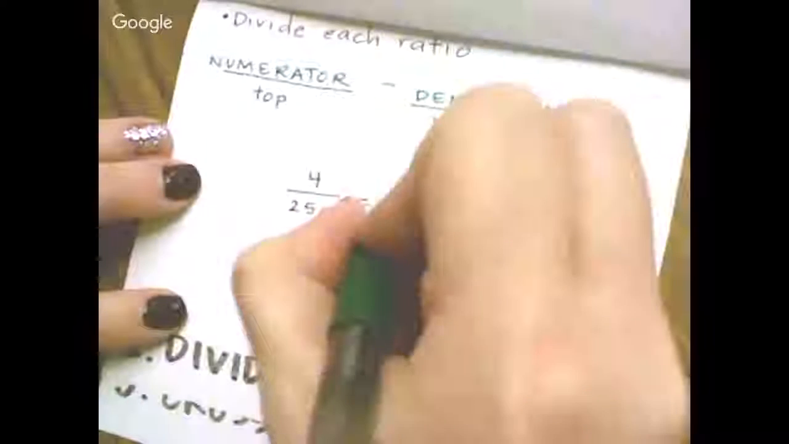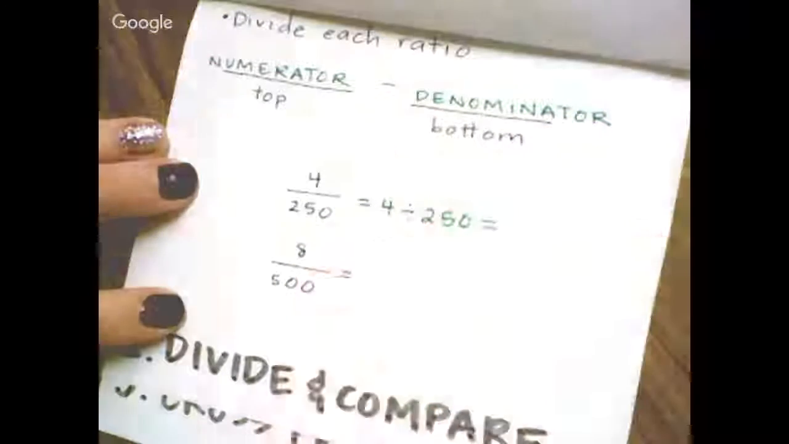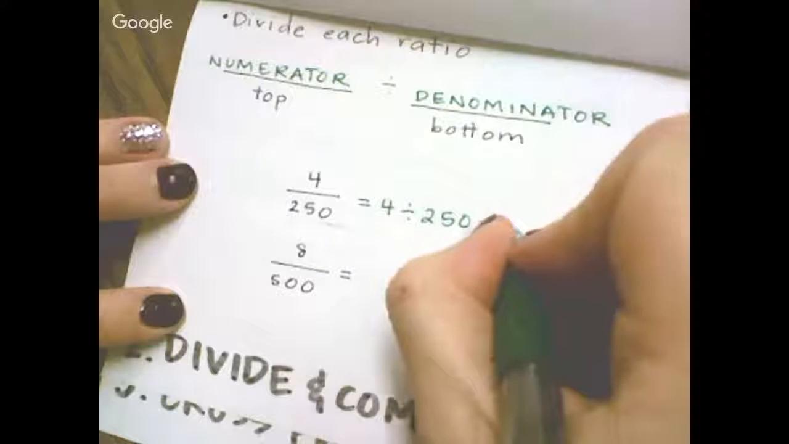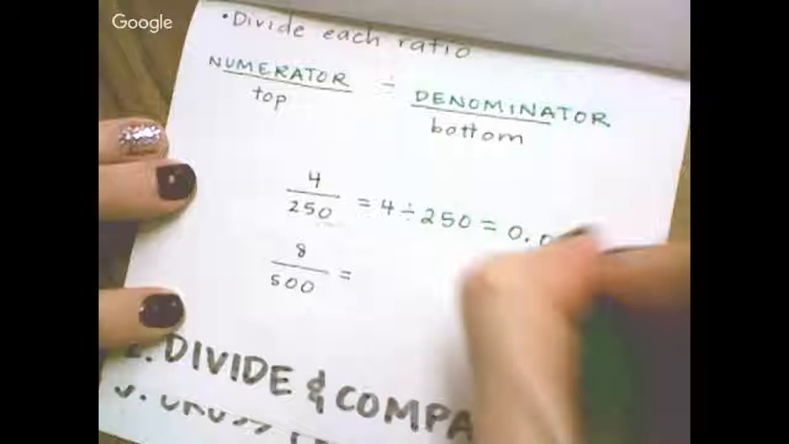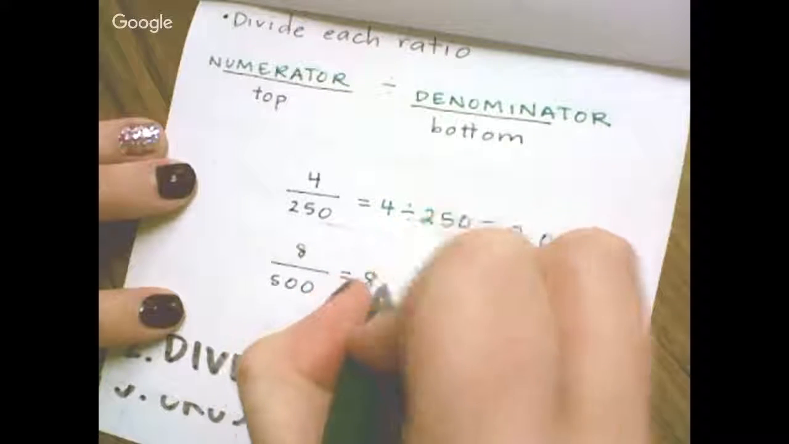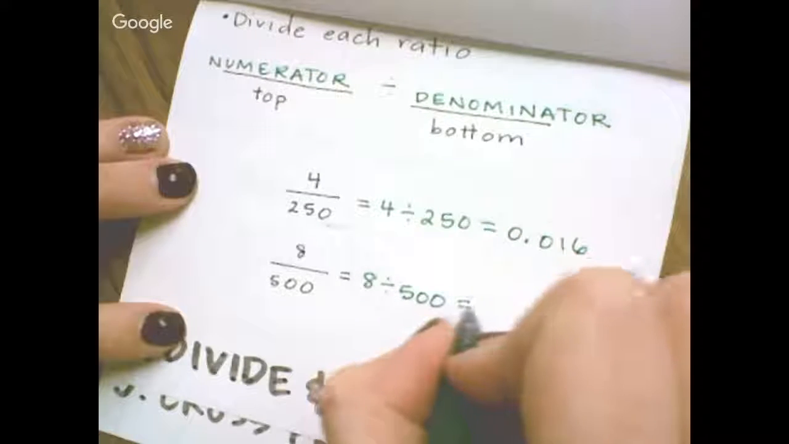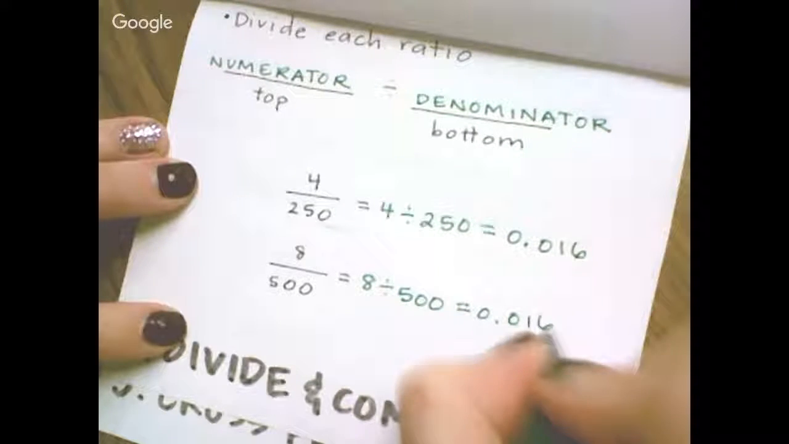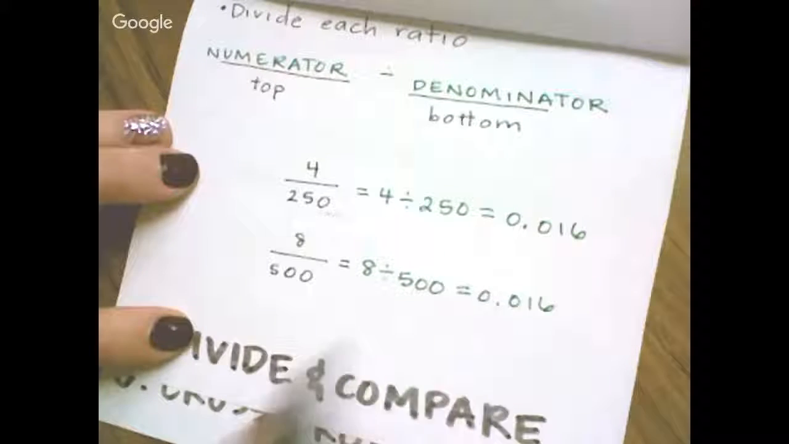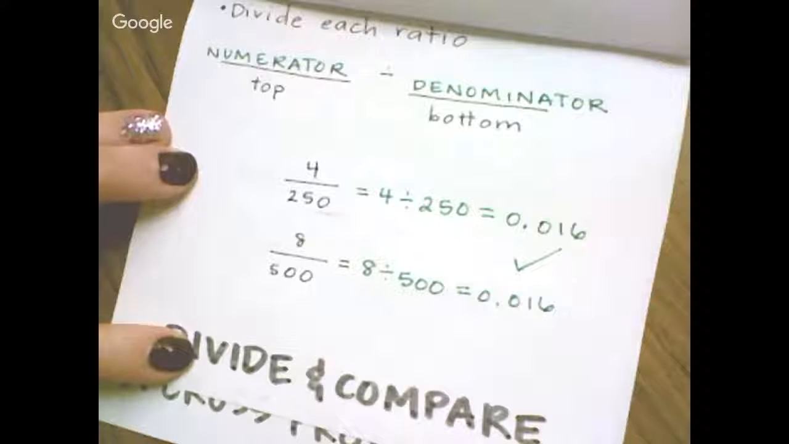So looking at these two, this would be 4 divided by 250. Which when I plug that in, I get 0.016. This would be 8 divided by 500, and you get 0.016. Since I have the same answer, they are equivalent.